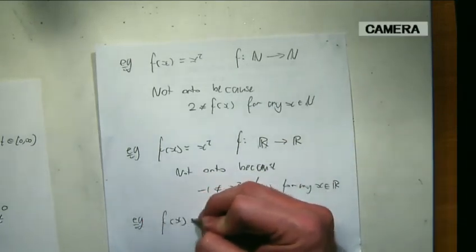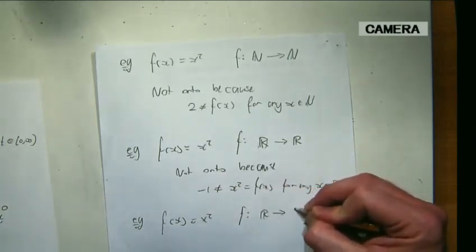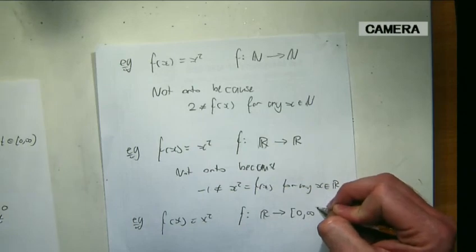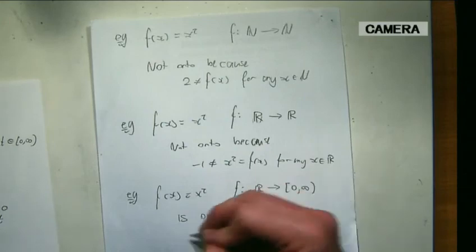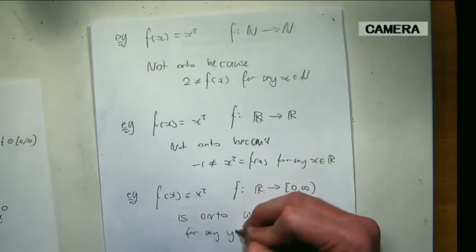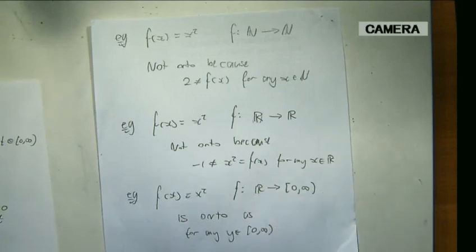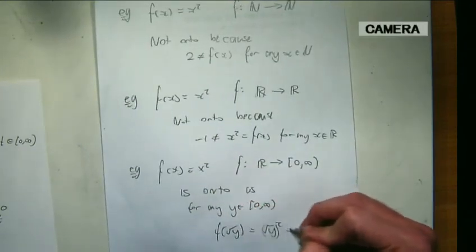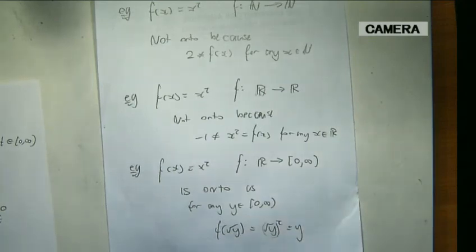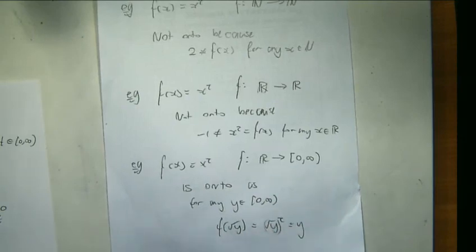but f of x equals x squared for f going from R to 0 to infinity is onto, as for any y in 0 to infinity, there is an x in R that works. We have that f of root y equals root y squared equals y. Okay, so there is a number x that I can pick, and the x is called root y, that produces the answer I was thinking of.